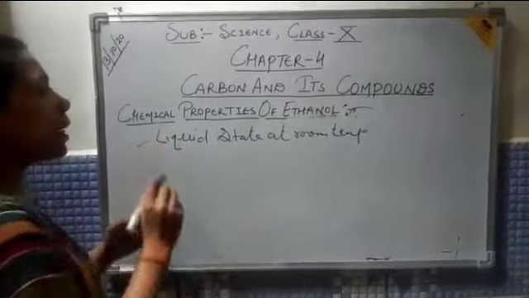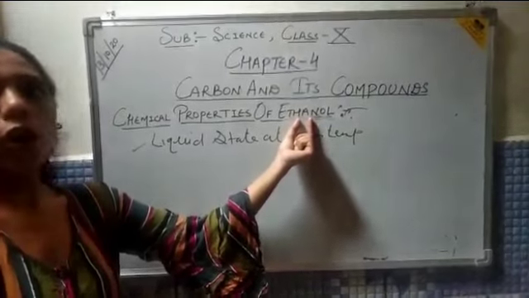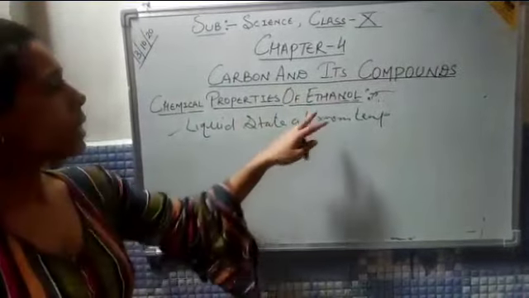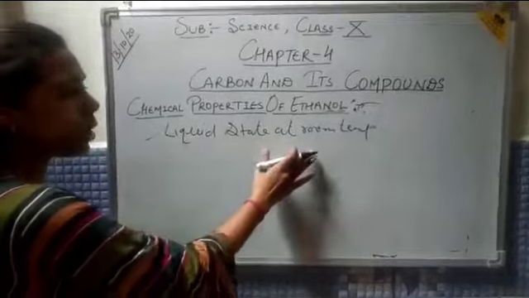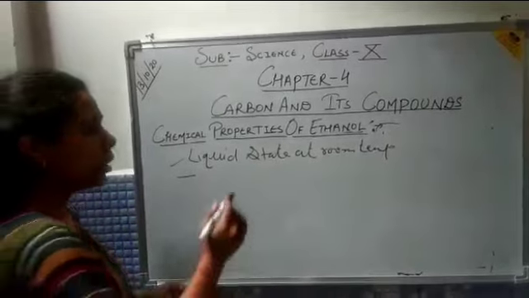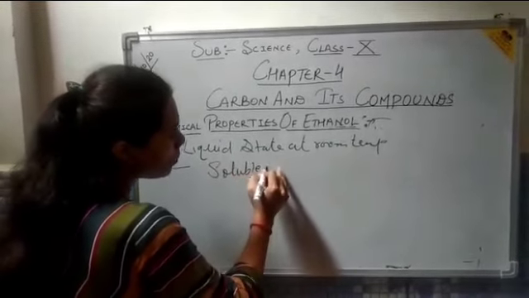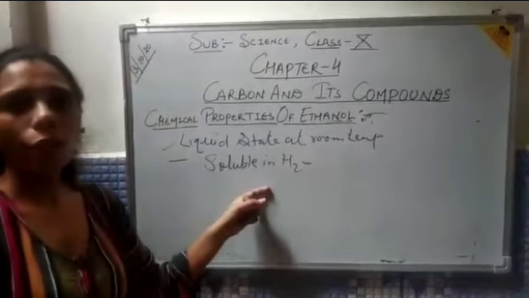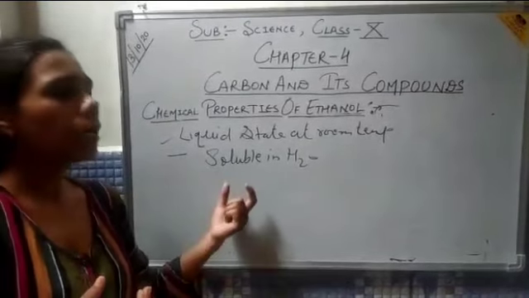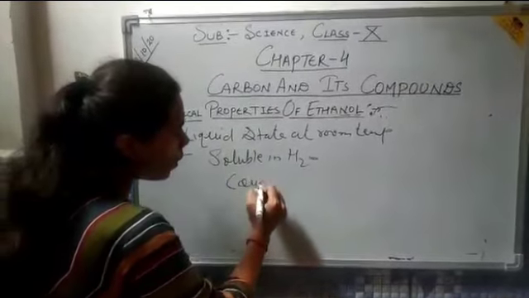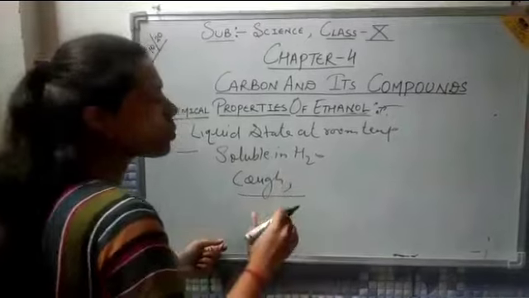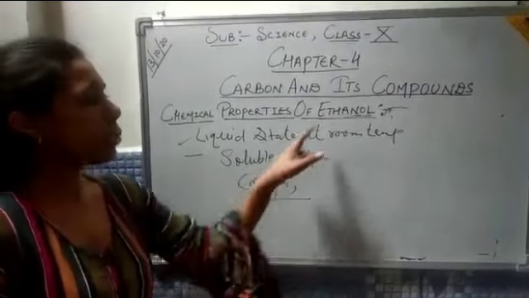Okay, students. Ethanol is a simple alcohol. Ethanol is soluble in water. That is why it is used in many medicines, like in cough syrup, and in the tincture of iodine, which is used on wounds. It is also used in many tonics. So this is called ethanol.